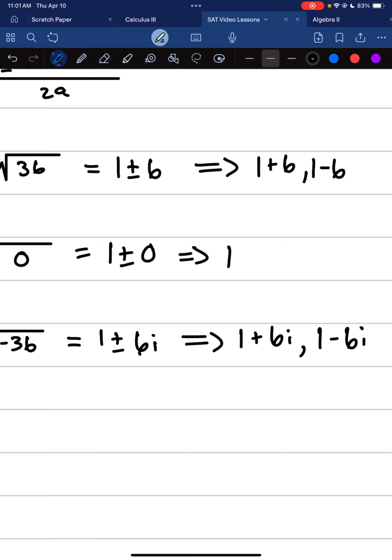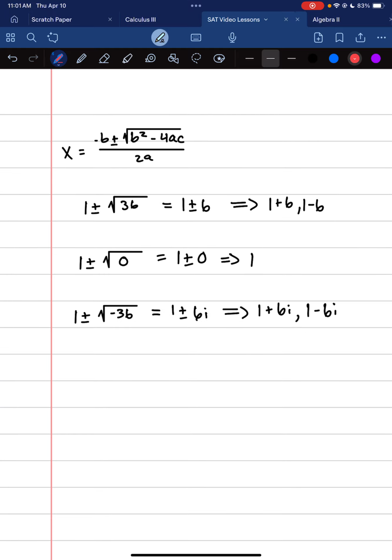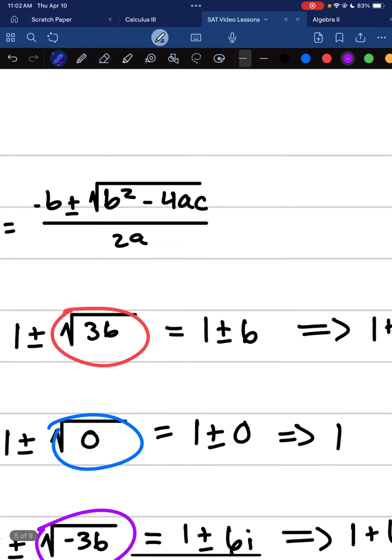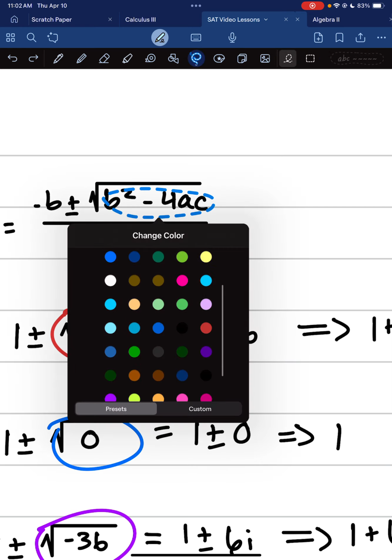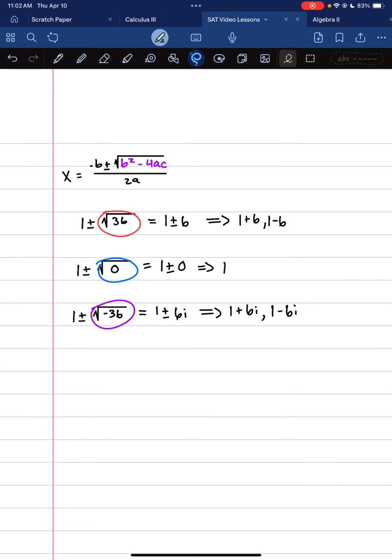So this is something that's always going to happen. Whenever you have a positive number inside your radical, you're going to end up with two real solutions. Whenever you end up with a 0 inside your radical, you're going to end up with one real solution. And whenever you have a negative number inside your radical, you're going to end up with two imaginary solutions, or in other words, no real solutions. So the number inside this radical is important because it tells you how many solutions your quadratic equation is going to have. And you can see that the number inside the radical is b squared minus 4ac. That's the value of the number inside the radical. And that is called the discriminant.